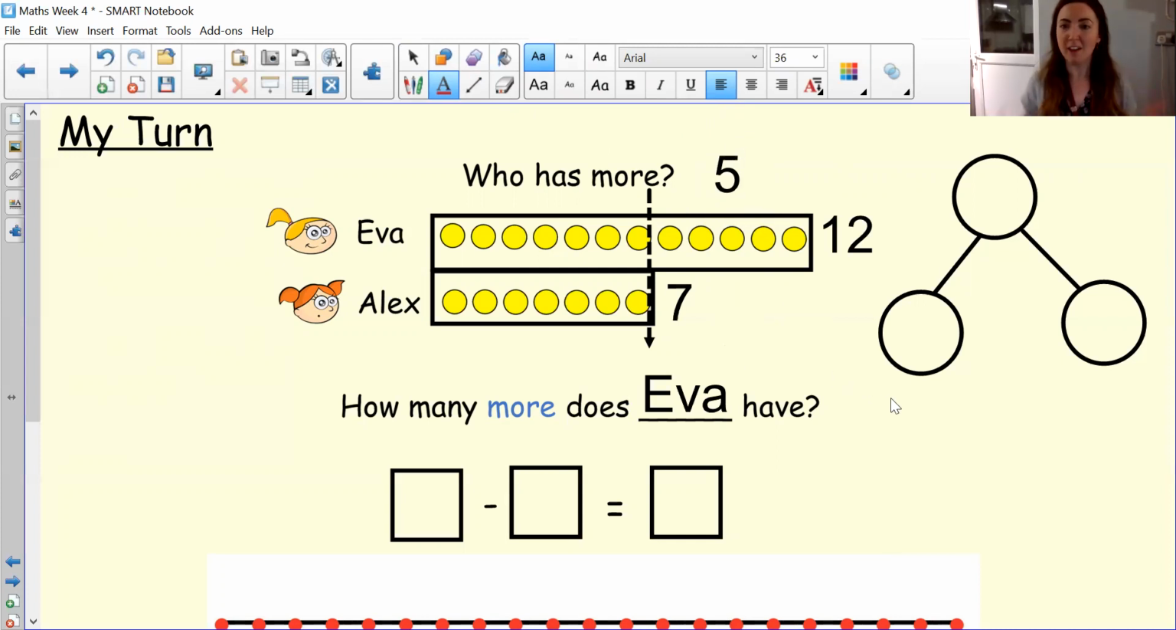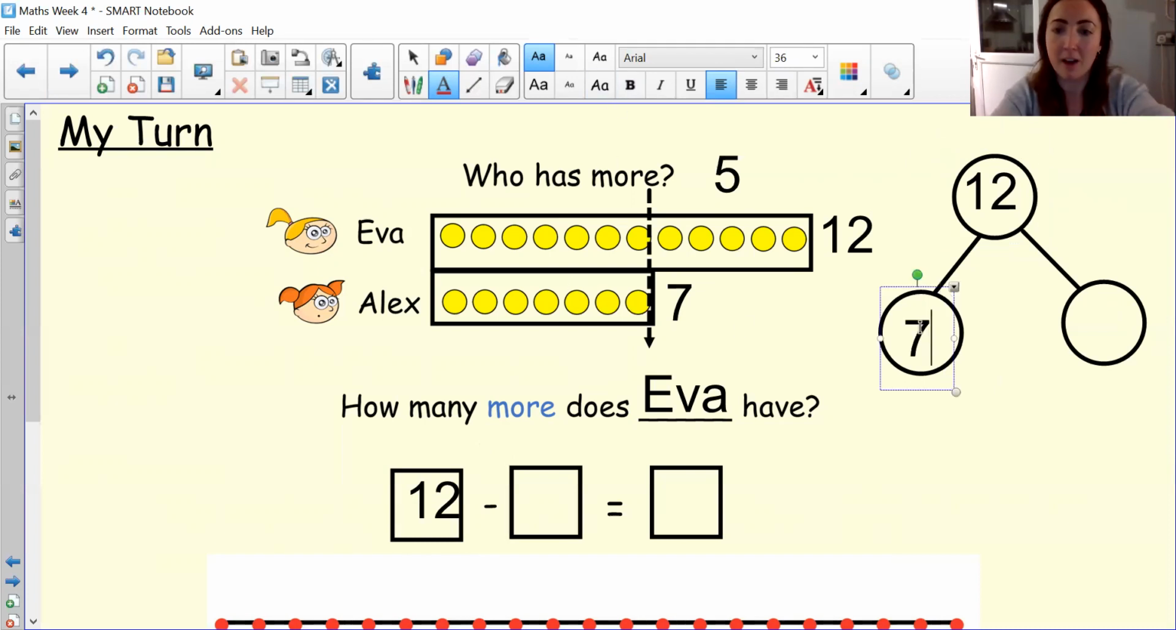Okay, so to work that out, just to break that down a bit, the whole number that we started with was Eva's counters. So when we're comparing two groups to find out who has more or less, we always start with the bigger group. So the whole number is 12. And that means that in the subtraction number sentence, we start with 12. And then we subtracted the amount that Alex had. So we subtracted the smaller group, which was 7.